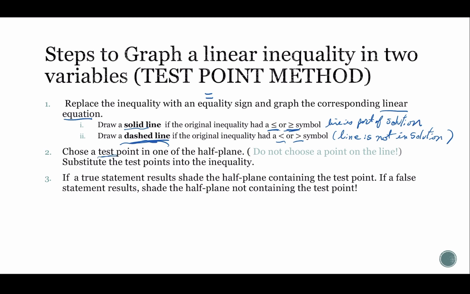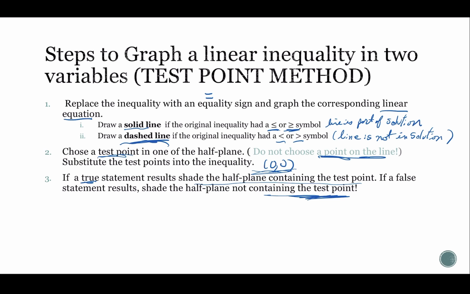Once you've done that, you want to choose a test point in one half plane. You cannot choose a point on the line, and you substitute the test point into the inequality. I always pick the origin if I can, because it makes for some nice, easy math. If a true statement results when you substitute in that ordered pair, you shade the half plane containing the test point. If a false statement results, you shade the half that doesn't contain the test point, because that means that point was not in your solution.